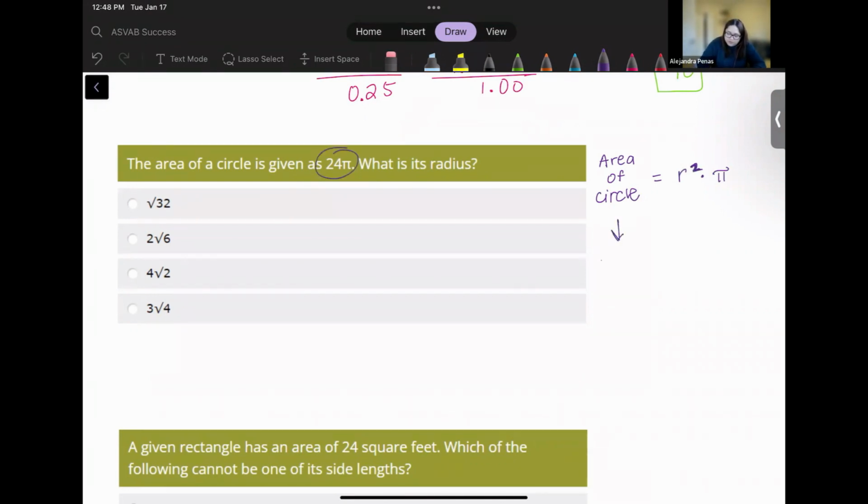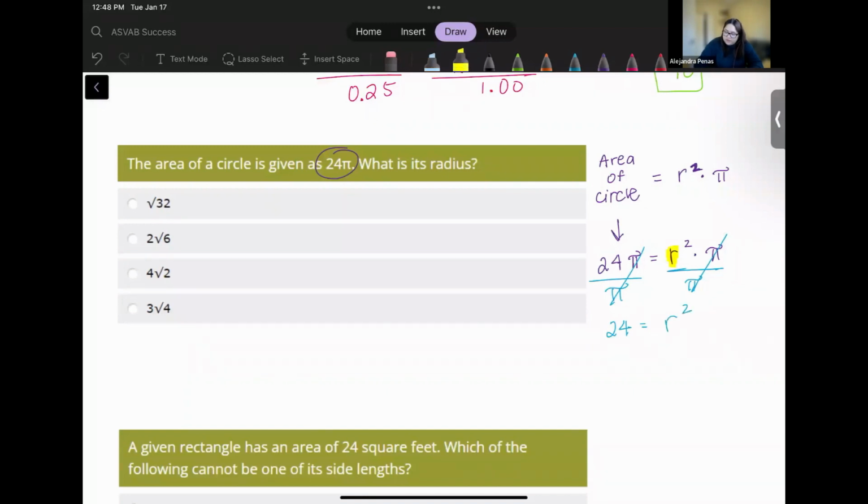All right, so they tell me that the area is equal to 24 pi. So I'm going to plug that in. So 24 pi is supposed to equal the radius squared times pi. And our job is to figure out what is r. So let's try to get r alone, starting with getting rid of pi. Right now, pi is multiplying. So what would I do to get rid of it? Divide on both sides. And just like that, pi is gone and we don't need to worry about it. So we're going to have that 24 is equal to the radius squared.